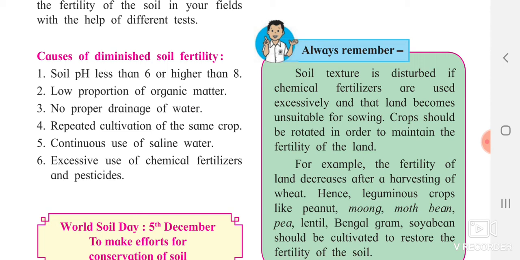No proper drainage of water. If water again and again is getting stored, collected on the top of the soil, and is not properly drained, not properly percolated inside the soil, fertility will be gone.